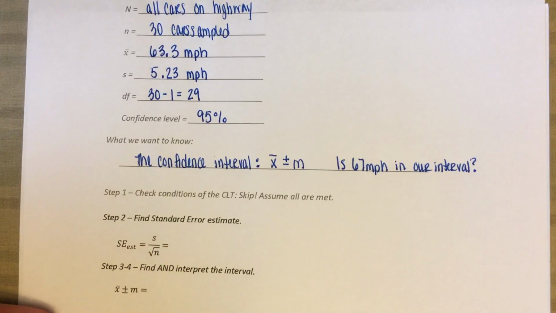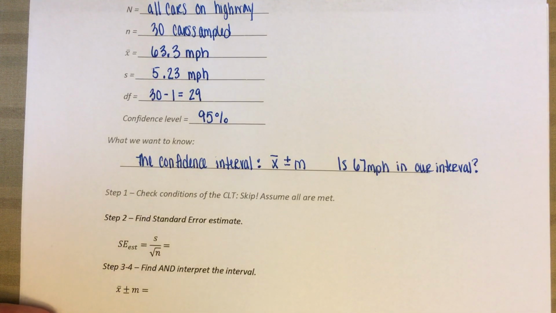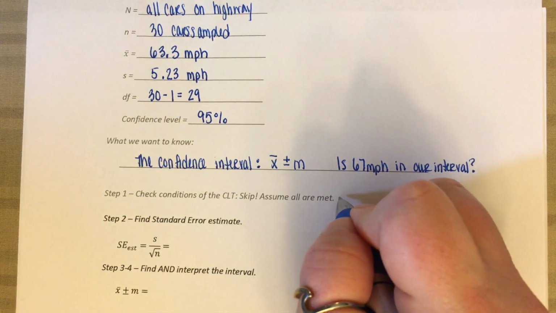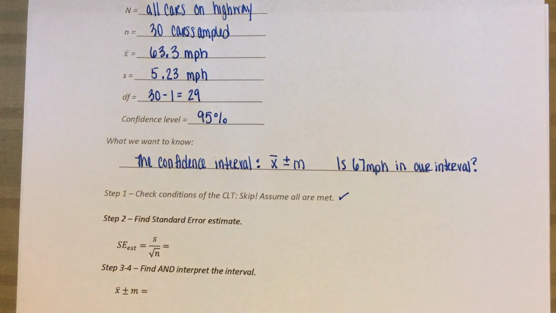All right, step 1, check the conditions of our central limit theorem. In all reality, our first condition, sampling is random and independent, always holds. Our last condition, our population is large enough, always holds. So what we really need to do is look at our sample size. Our sample size is 30, which is larger than 25, so we're going to assume all of these are met. We're not actually going to write out everything, but our sample size is larger than 25, so we know we're good.